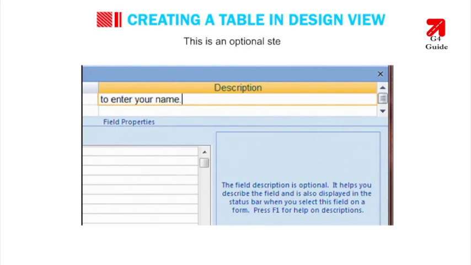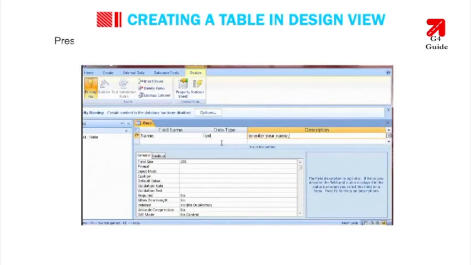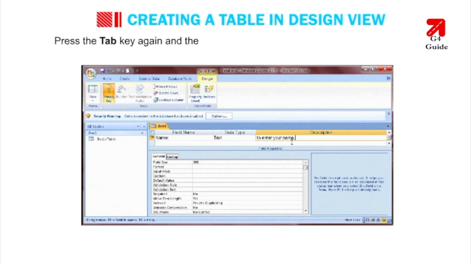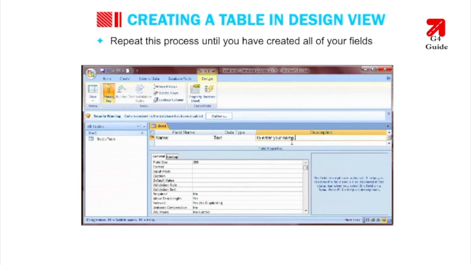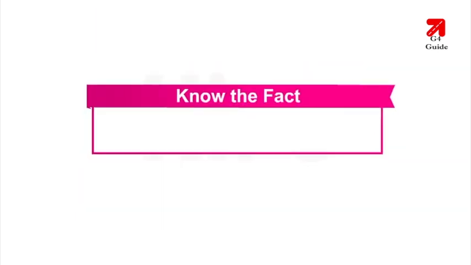This is an optional step. Press the Tab key again and the cursor will move to the Field Name column in the next row. Repeat this process until you have created all of your fields. Students, note that to rename a file, just double-click on it and type a new name for it.